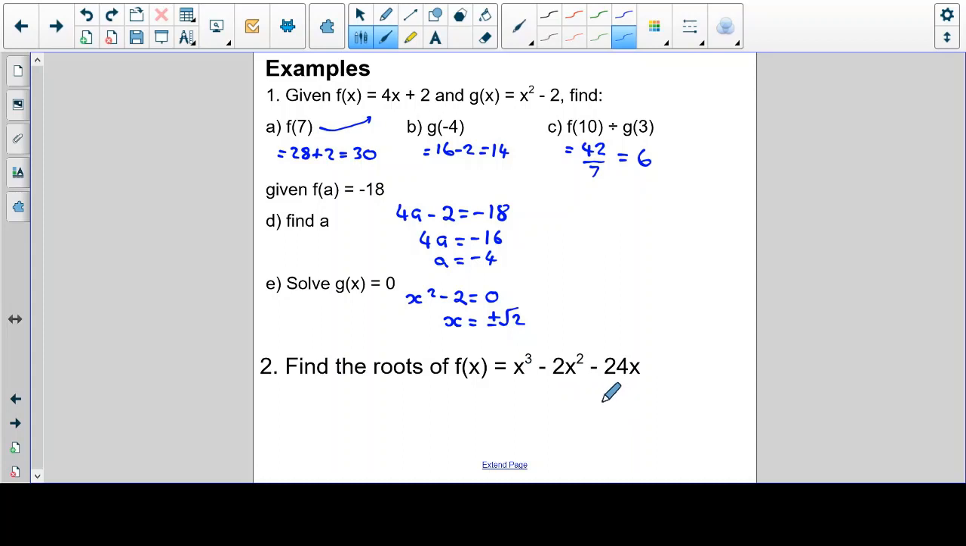Find the roots of f of x, given that it's a cubic, x cubed minus 2x squared minus 24x. We can start here by factorising an x out. This then factorises again quite nicely, giving us our 3 roots. X equals 0, x equals 6, and x equals negative 4.